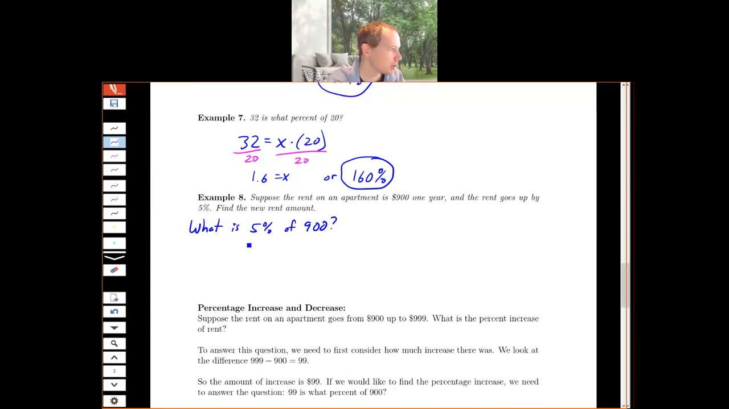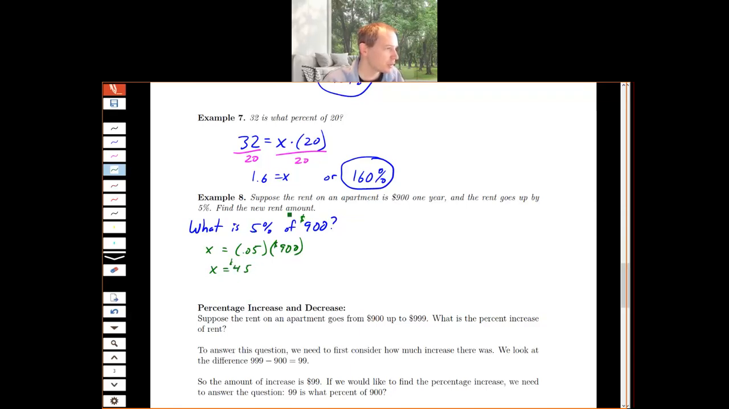Okay, so we say, well, I know how to do that. x equals 0.05 times 900. That's the translation work that we just did a minute ago. You say, okay, that's a very straightforward multiply. So 0.05 times 900 is 45. Since 900 was in dollars, this is $45. So that means the rent went up by $45.